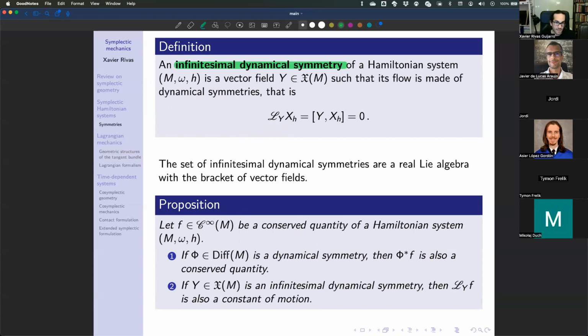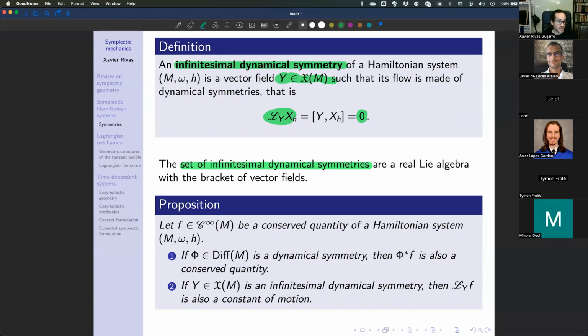An infinitesimal dynamical symmetry is a vector field Y whose flow is made of dynamical symmetries. What does that mean? It means that this Lie derivative has to be 0, so that the infinitesimal dynamical symmetry preserves the Hamiltonian vector field. Fun fact: the set of infinitesimal dynamical symmetries is a real Lie algebra with the Lie bracket of vector fields. You can prove that. It's quite easy.